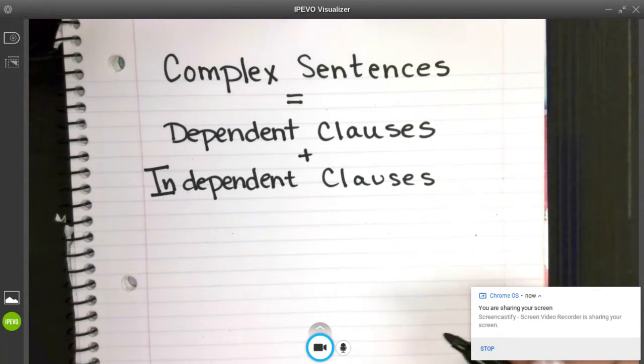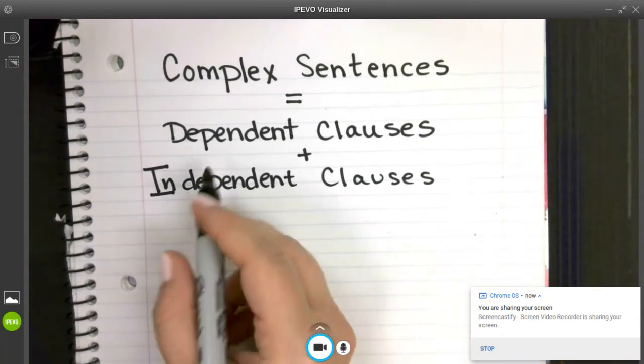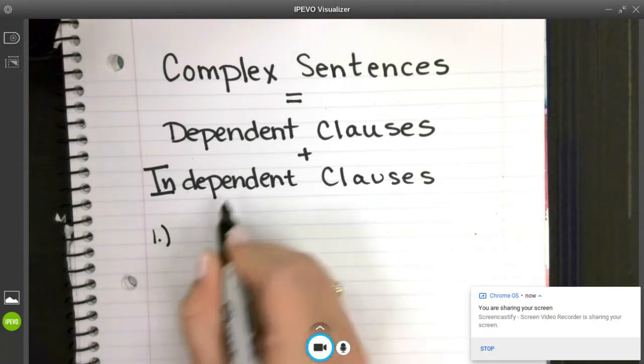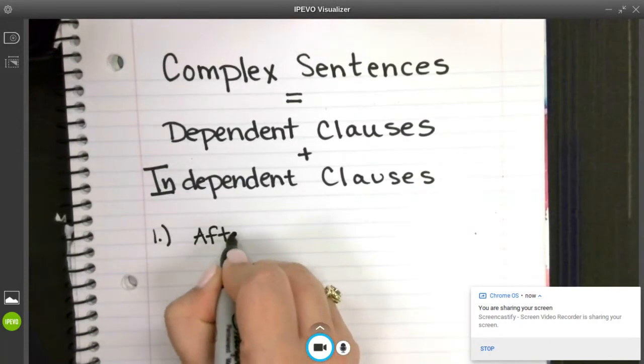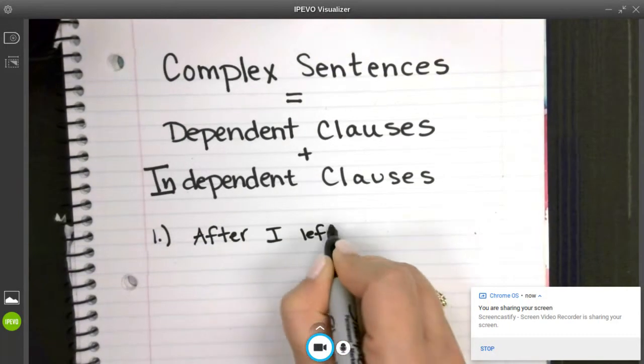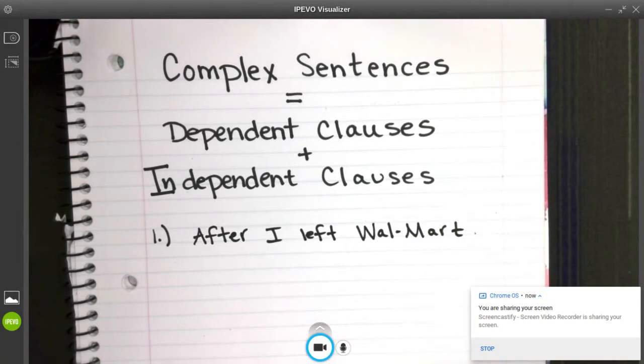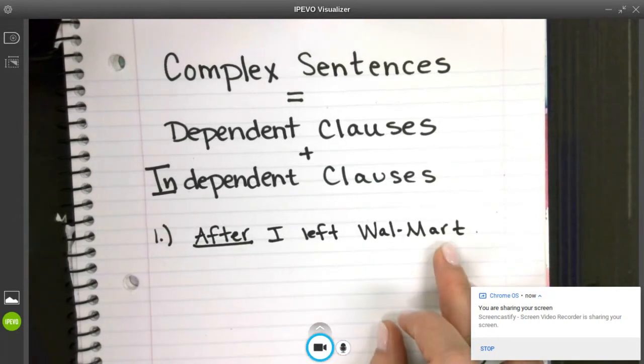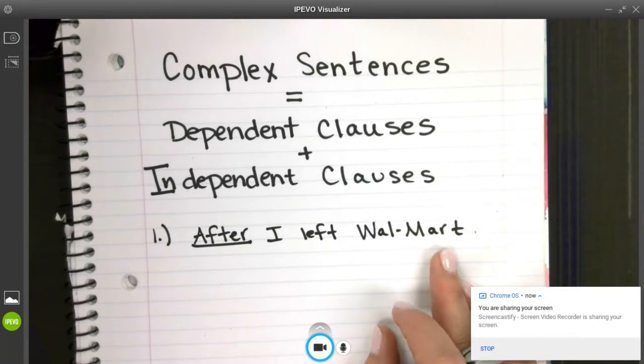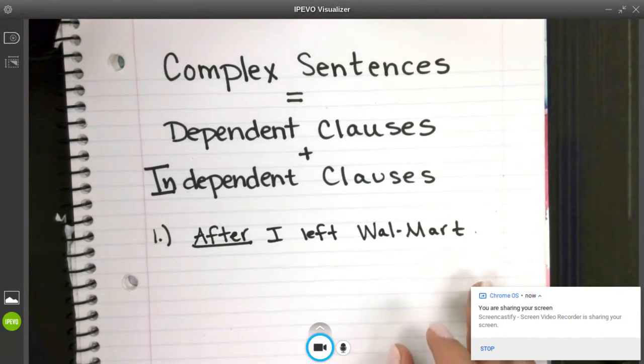For instance, we looked at AAAWWUBBIS the other day. If I start, let's say my first example with, after I left Walmart, right, there's my AAAWWUBBIS, which hints that I have a dependent clause. Dependent clause meaning I can't just leave this alone. After I left Walmart is not a complete sentence. If I just walked up to you in the hallway and said, after I left Walmart, and then walked off, you'd think I was a crazy person because I didn't finish my story.